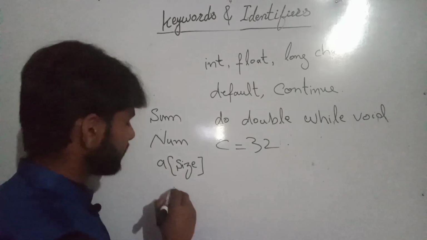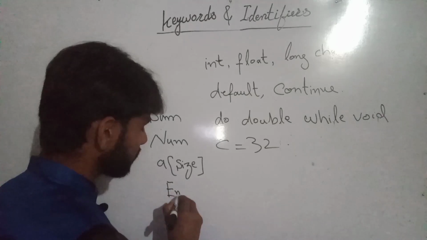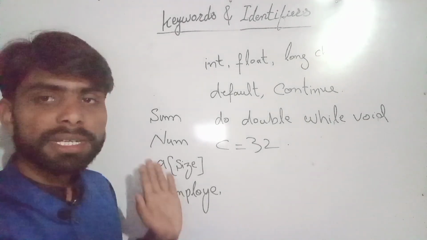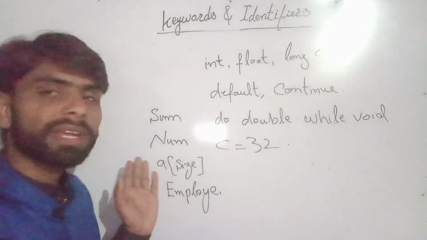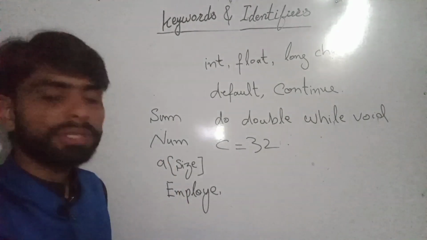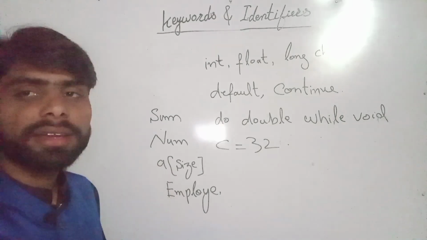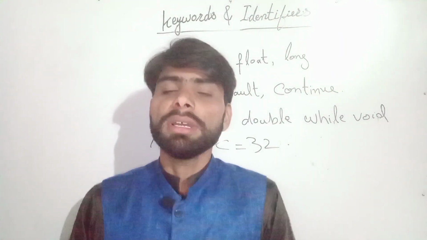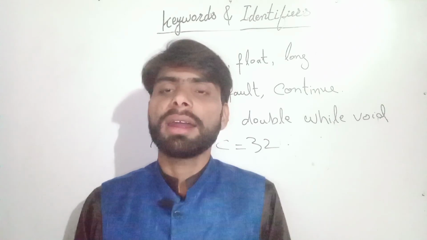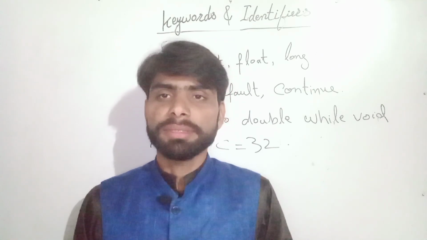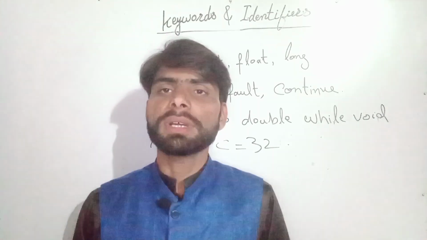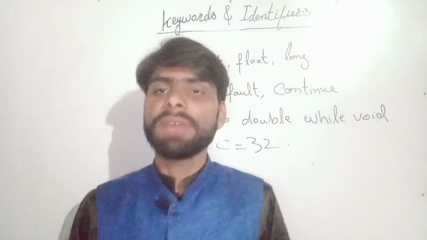So if I write here employee, what are these names? These names give identification and make our program readable and easy to understand. These are called identifiers in our C programs, right? So all user given names are called identifiers. Now some rules to construct a variable.